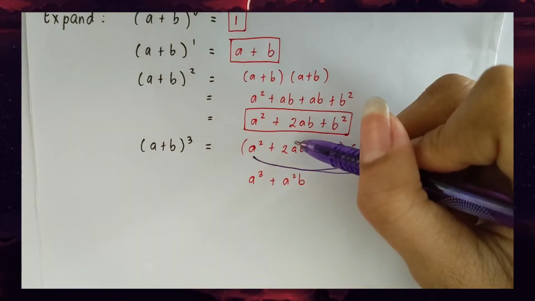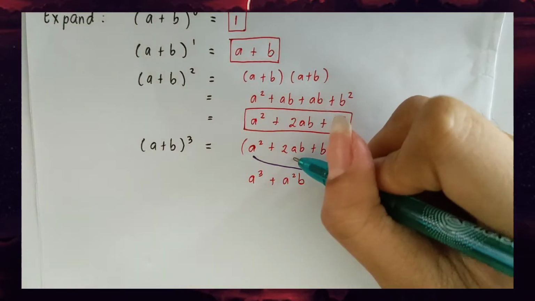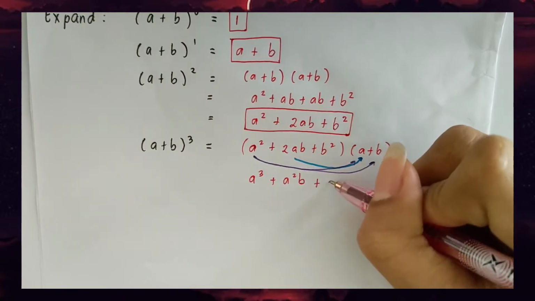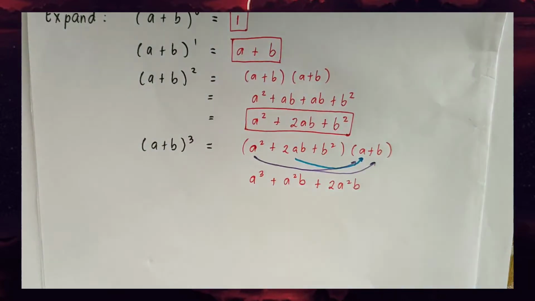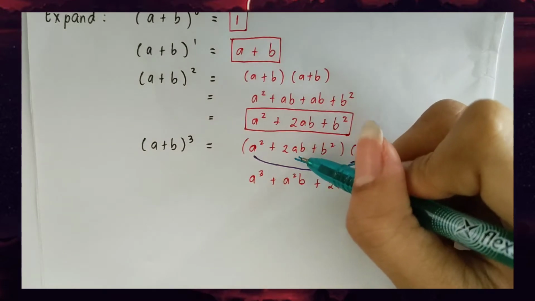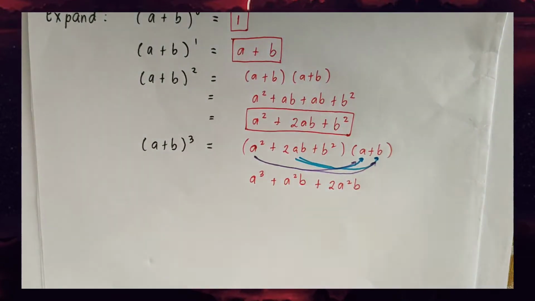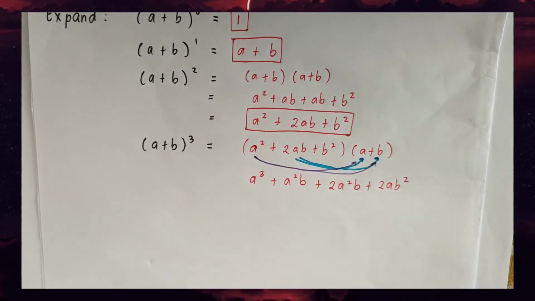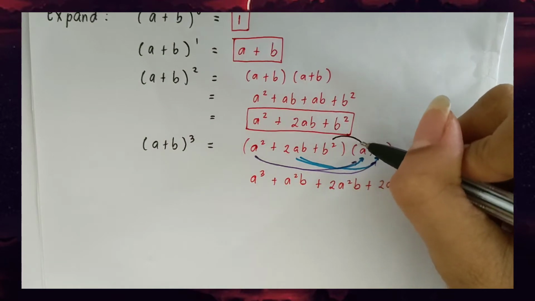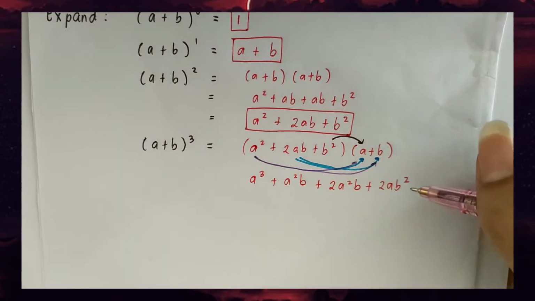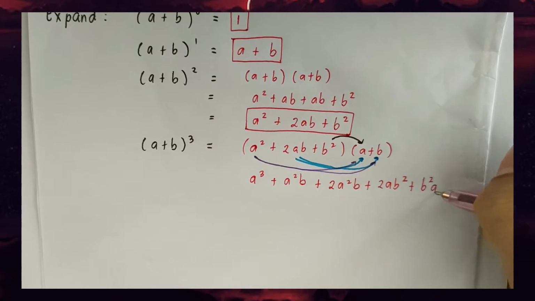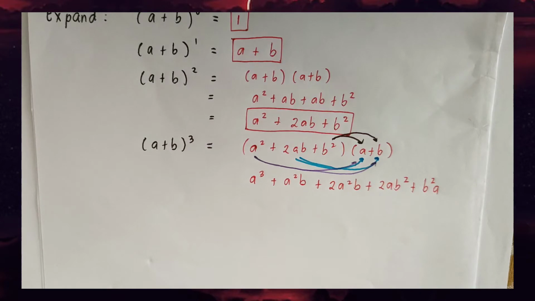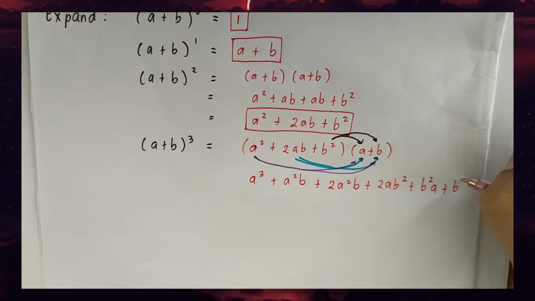Next, 2ab times your a, that is plus 2a squared b. Next, 2ab times b, that will be plus 2ab squared. Okay, last, b squared times a, that is b squared a. And b squared times b, that is plus b cubed.